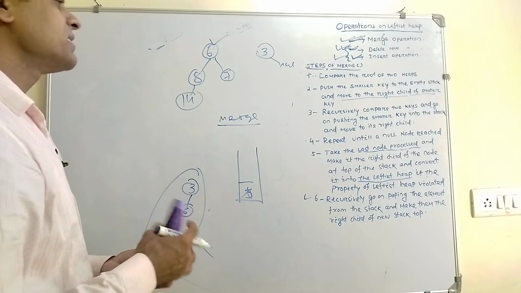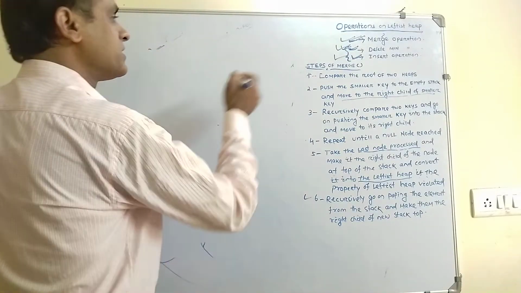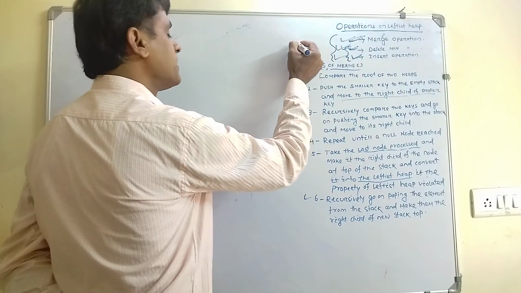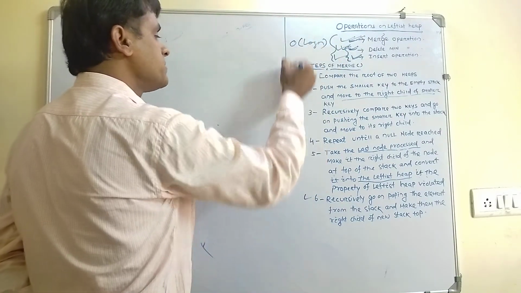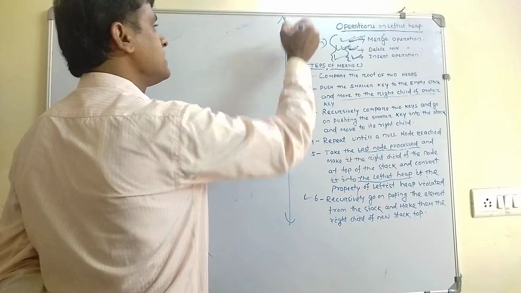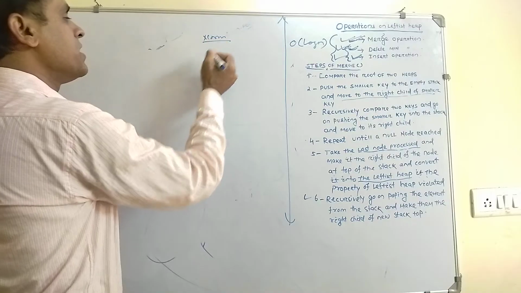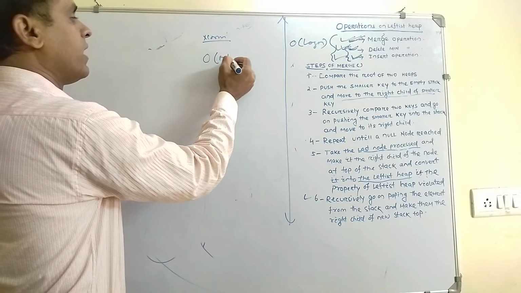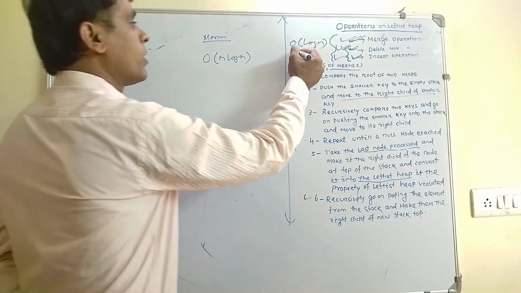Now, what is the time complexity for this merge, insert and delete operation? For all these three operations, the time complexity is order of log n. Now, what is the difference between the normal merge operation and this leftist heap merge operation? In case of the normal merge operation, it takes order of n log n. But in case of a leftist heap, it takes order of log n time.